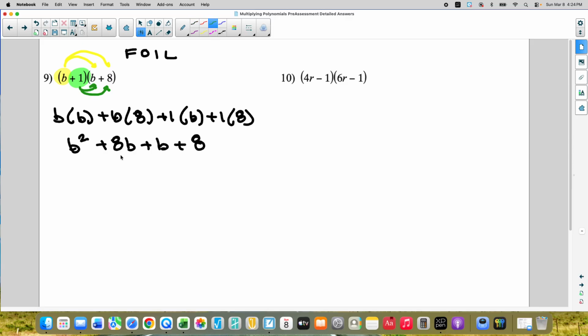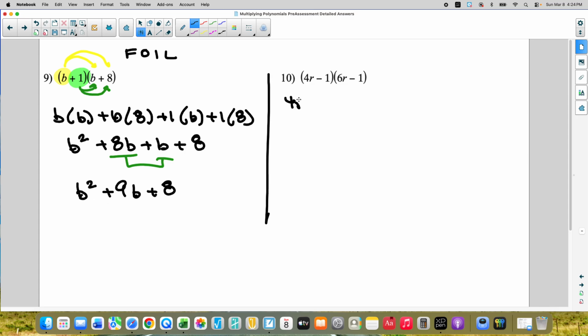We have like terms here. So after we double distribute, we have to also still check to see if there are any like terms, which there were in this case. And my final answer is b squared plus 9b plus 8. We can't combine these. None of these are like terms. So we're done with our answer.